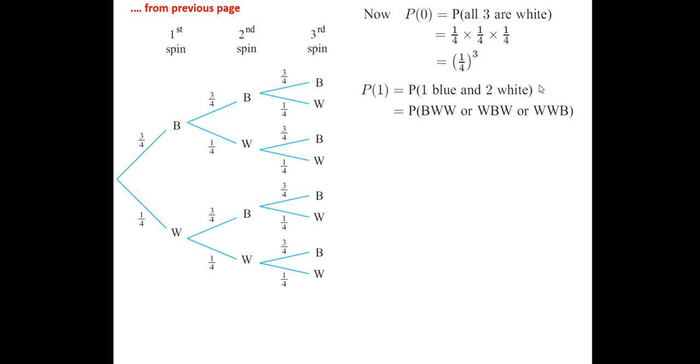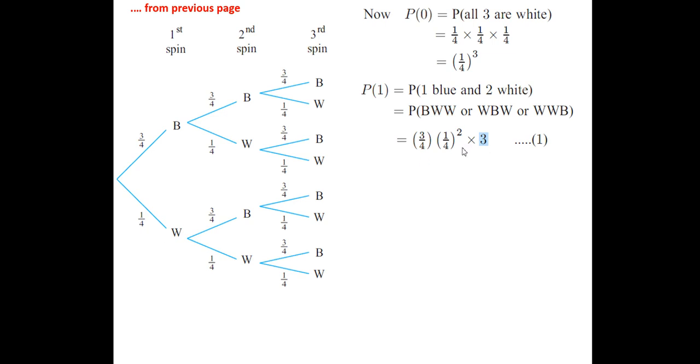Probability of 1 blue, so 1 blue and 2 whites. There's a number of different outcomes. You can get blue, white, white. Or you could also get white, blue, white. Or you can also get white, white, blue. So there's 3 different ones, and you've got to individually work out their probabilities. The white, blue, white is 1/4 times 3/4 times 1/4. And then the white, white, blue is 1/4 times 1/4 times 3/4.